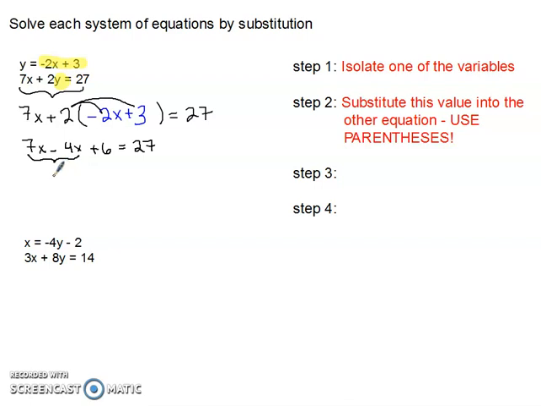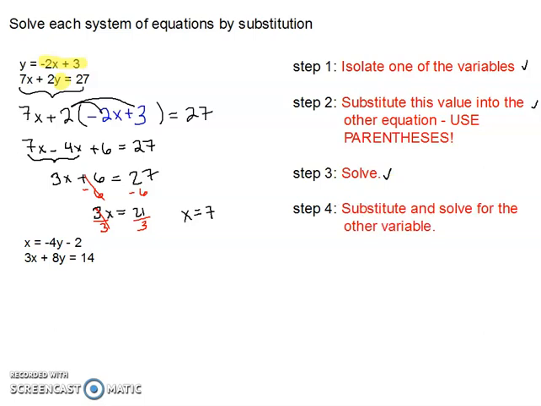7x minus 4x is 3x, plus 6 is equal to 27. And then step 3 is to solve this equation. So I subtract 6 from both sides, giving me 3x is 21. And then dividing by 3 to solve for x, I find out that x is equal to 7. So steps 1, 2, and 3 are done.